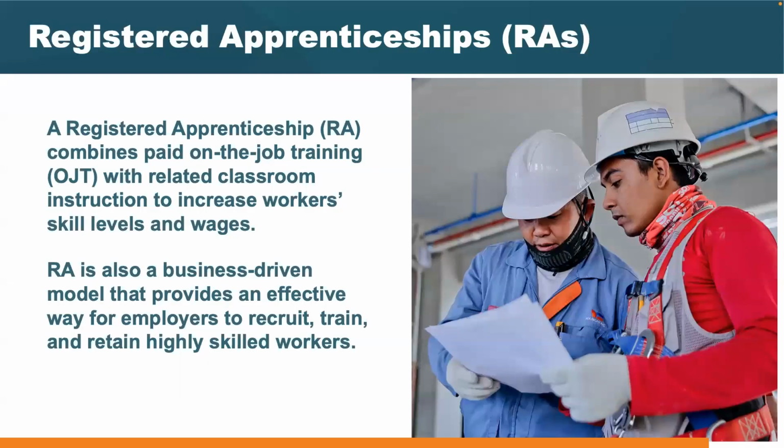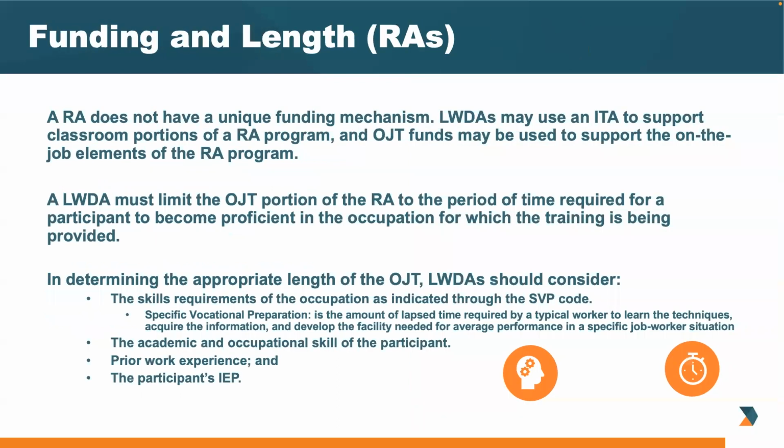And lastly, we have registered apprenticeships. Registered apprenticeships, or RA, combine paid on-the-job training with related instruction to progressively increase workers' skill levels and wages. RA is also a business-driven model that provides an effective way for employers to recruit, train, and retain highly skilled workers. An RA does not have a unique funding mechanism.